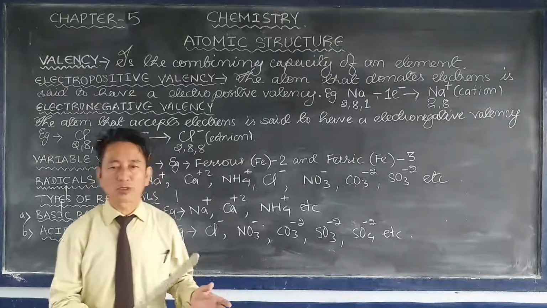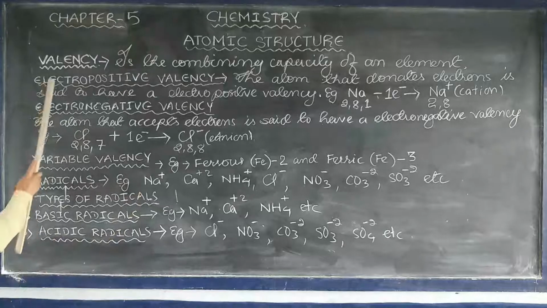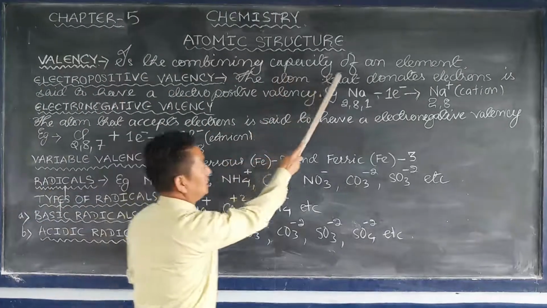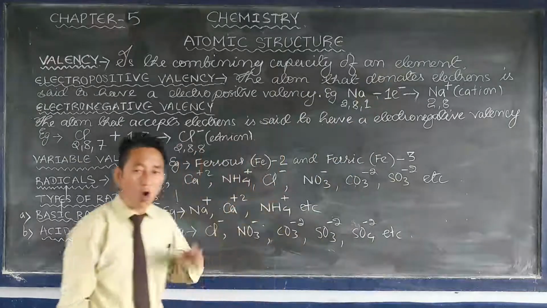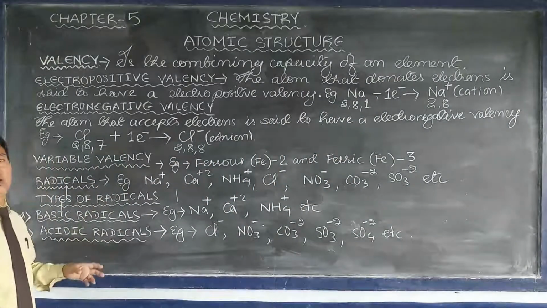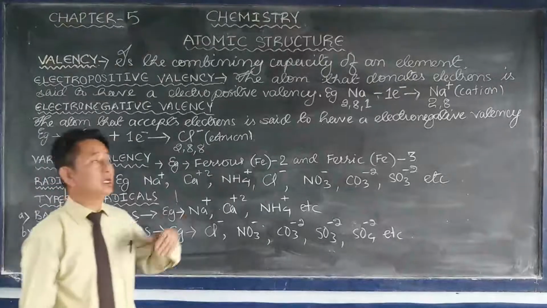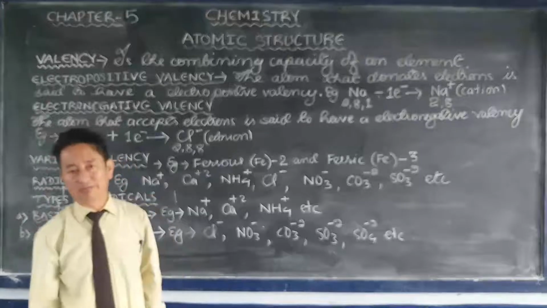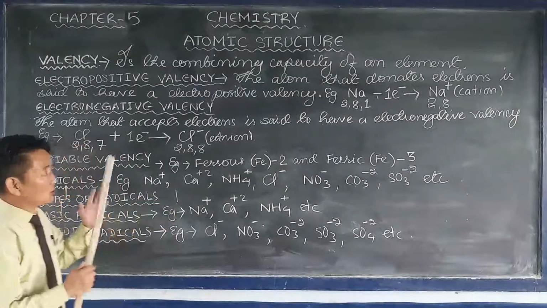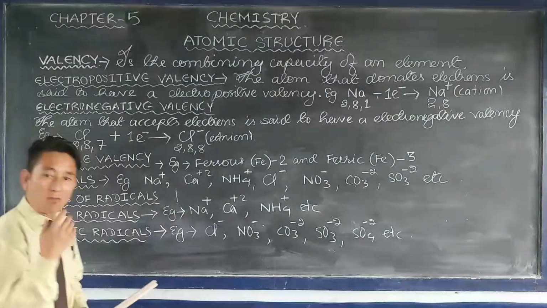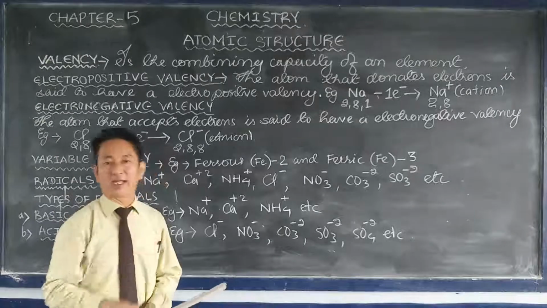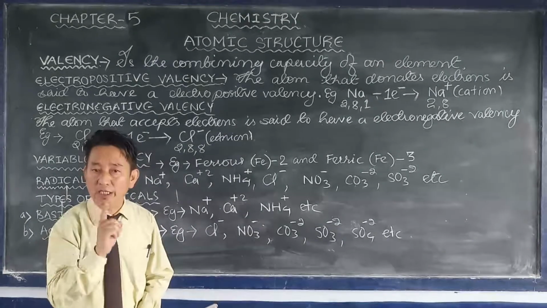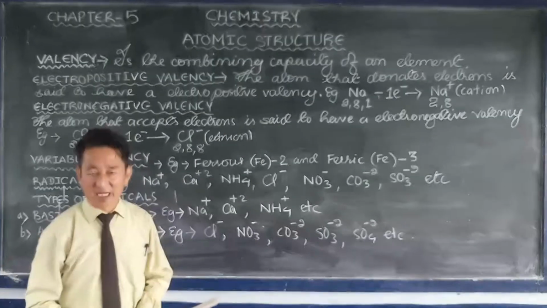Now let's move on to today's topic. Valency. Valency is the combining capacity of an element, or it is the ability of an atom which chemically combines with other atoms to form a compound. Or valency is also defined as: the number of electrons lost by an atom or the number of electrons gained by an atom is equal to its valency.